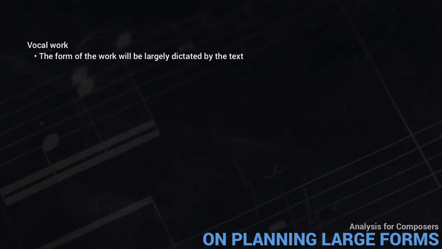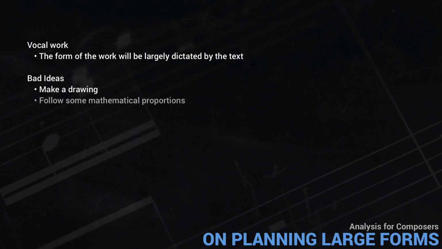One question I'm often asked by composition students is how to plan a large form. In the case of a vocal work, the first step will be to choose an appropriate text. Here, normally the form of the work will be largely dictated by the text. For instrumental music, often students are told to make a drawing or to follow some mathematical proportions. But this is not the way the great composers proceed. In fact, it's almost the opposite of an effective plan for reasons that will soon be apparent.